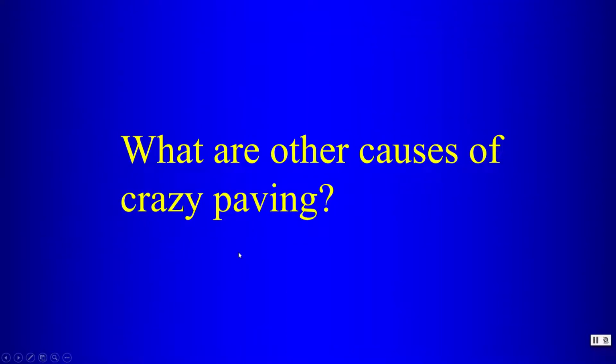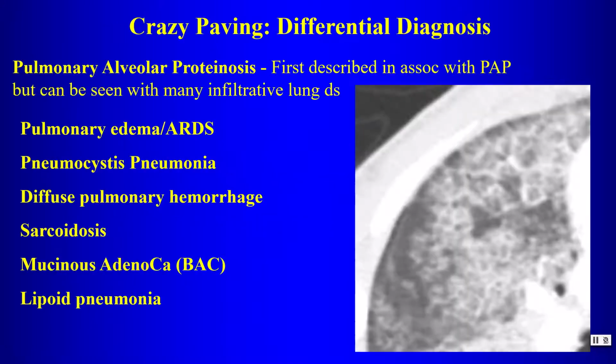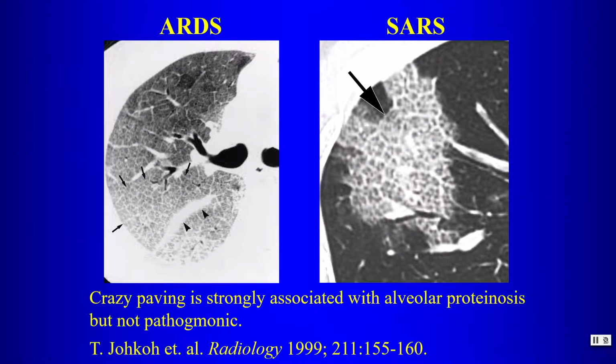Now, what are other causes of crazy paving? Well, it's a very non-specific appearance. At one time it was thought to be pathognomonic for pulmonary alveolar proteinosis, but now we know that it is not specific, and if you encounter it in clinical practice, it's more likely to represent something else besides pulmonary alveolar proteinosis. Pulmonary edema and ARDS are very common causes of crazy paving, as are pneumocystis pneumonia and diffuse pulmonary hemorrhage. Sarcoid, sometimes mucinous adenocarcinoma, and lipoid pneumonia can also do it. All of these have been associated with crazy paving.